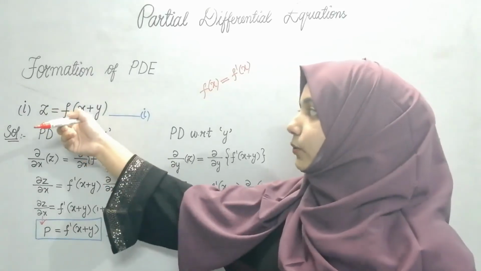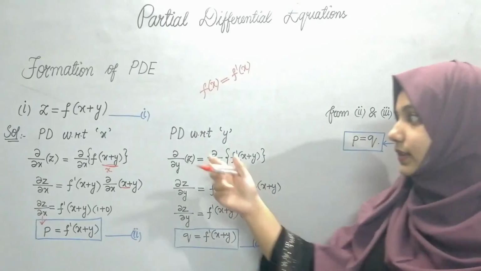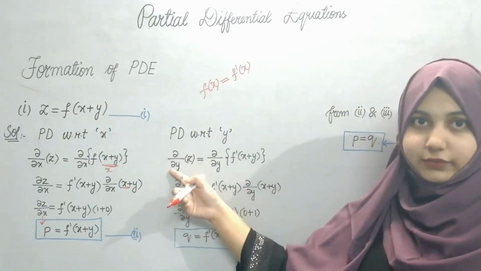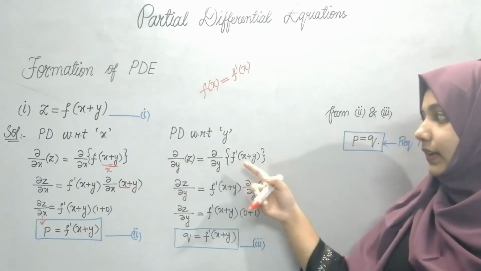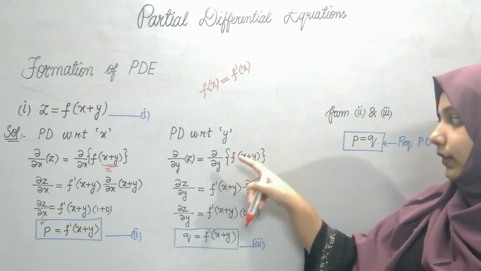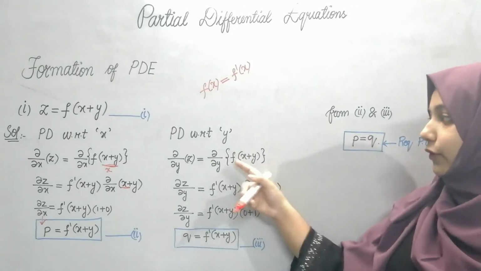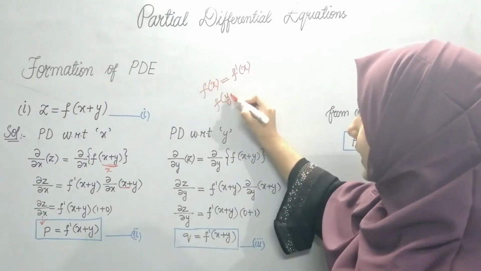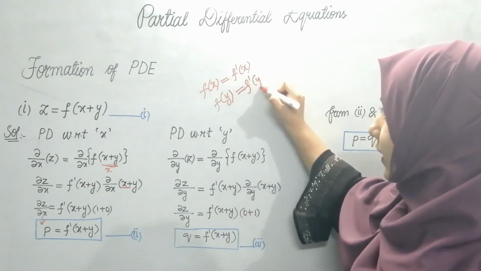Now the same equation I'm going to differentiate with respect to y. So x will be a constant. Dou by dou y of z, what is z? It is f of x plus y. Now I'll consider this to be f of y. The differentiation of f of y is what? F dash of y, isn't it?